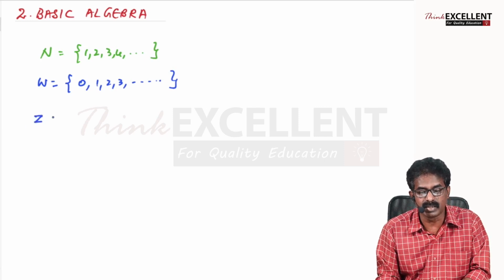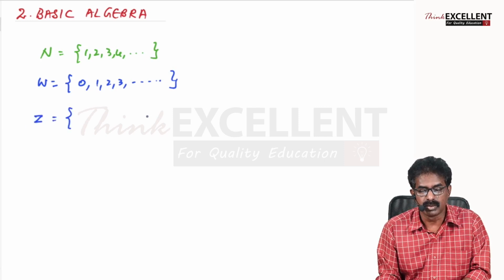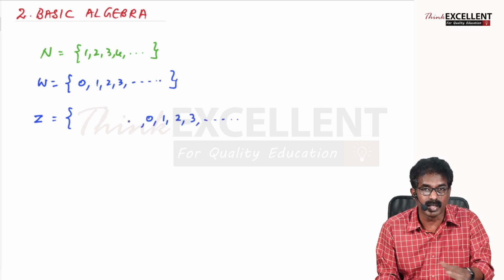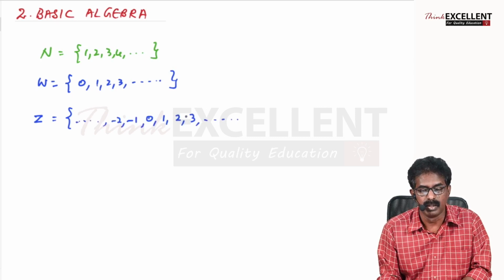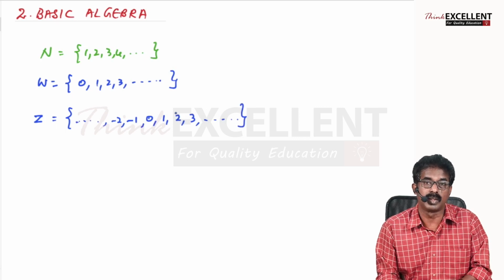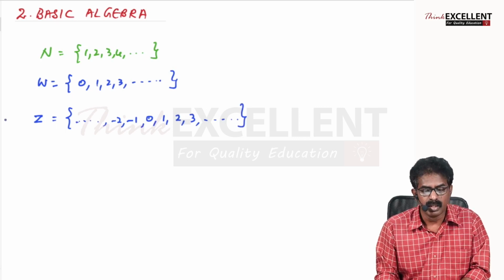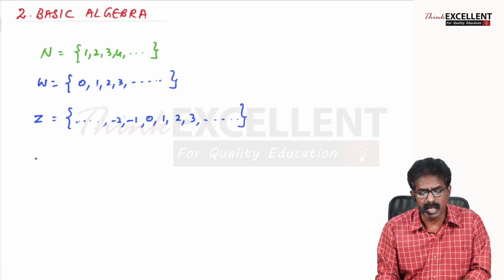The set of integers we denote as Z. So here 0, 1, 2, 3, etc. In the same way, on the left side, like we write on the number line, we write -1, -2, -3, etc. This set we call the set of integers.